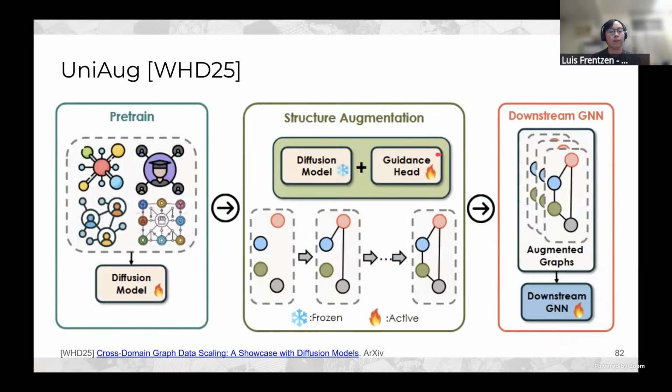Another type of example that we have here is UniArc from this paper, cross-domain graph data scaling. It is quite different from the previous example of augmenting, because the previous example introduced new nodes and connections. But here in UniArc, they are training a diffusion model to generate the topology of the graph itself. For example, you have one graph as the input of the model. This graph would have its nodes and the original topology, or the connections between them.